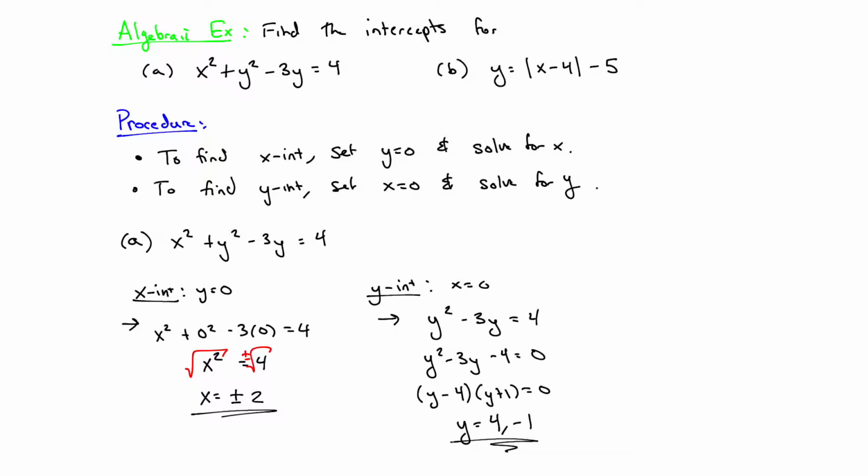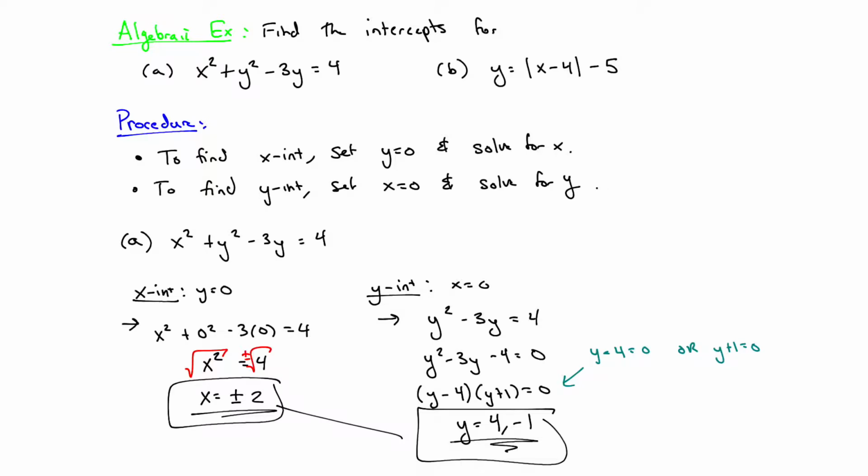Now, if you want this for reference, maybe if it's been a while, the way I got this answer is by using the zero product property. This means that y minus 4 is equal to 0, or y plus 1 is equal to 0. You don't need to write this down if you already know it. Add 4 to both sides, that's where you get y equals 4. Subtract 1 from both sides on this one, that's where you get negative 1. So those are my x-intercepts, those are my y-intercepts, and that is my answer for part A.